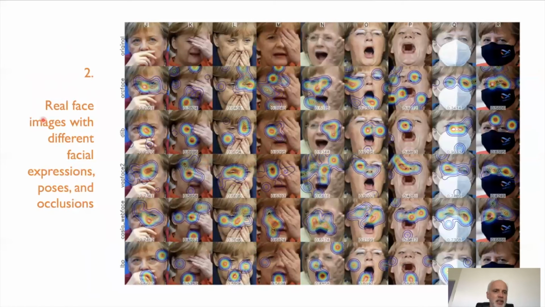This is the second experiment, real face images with different facial expressions, poses, and occlusions, and we can see the relevant parts of each pair of images.